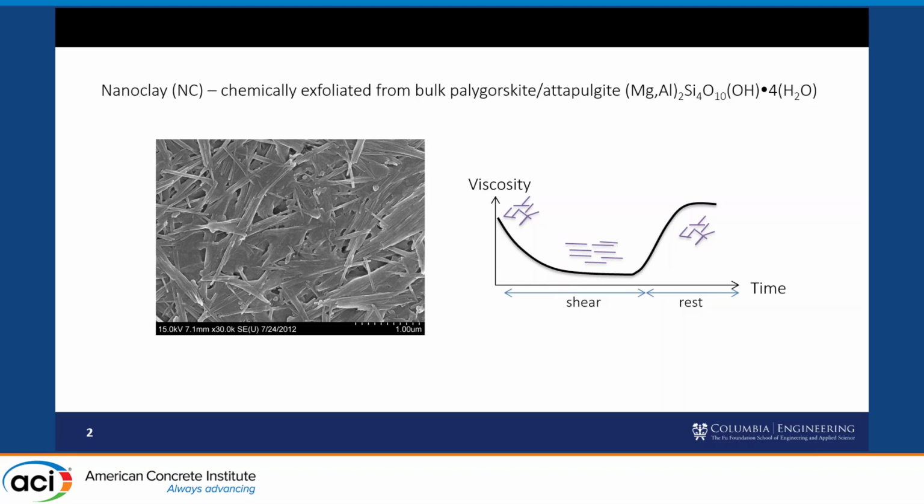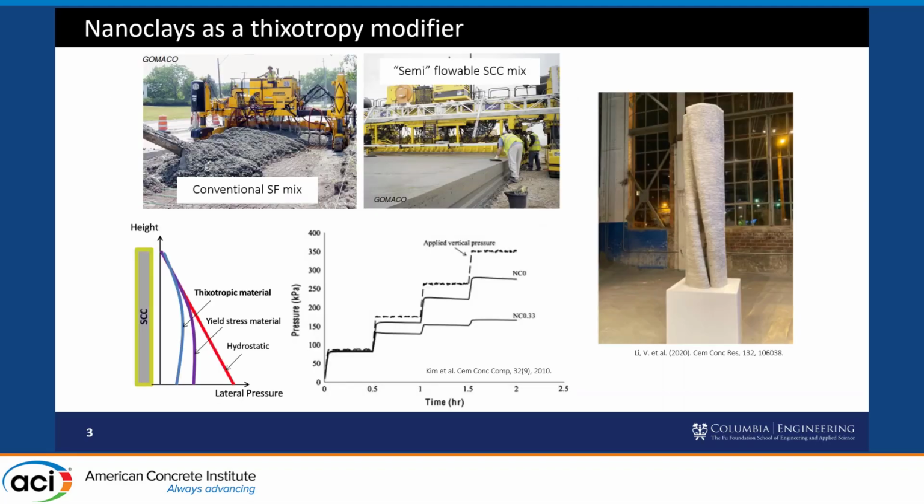They're 30 nanometers in diameter, 1.75 microns in length, and they have unlike charges on their faces and edges. As a result, they can undergo significant shear thinning under shear and then exhibit rapid recovery at rest. When introduced into cement-based systems, which are inherently also thixotropic, they've been found to have a significant enhancing effect. And so they've been leveraged to facilitate different sorts of applications.